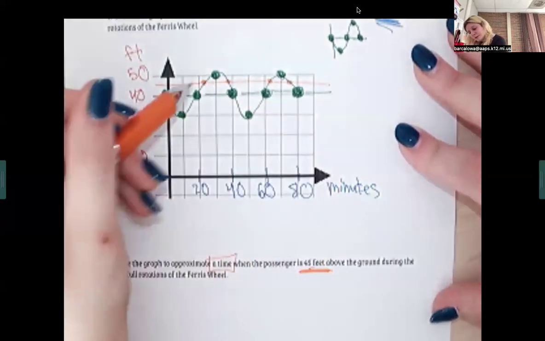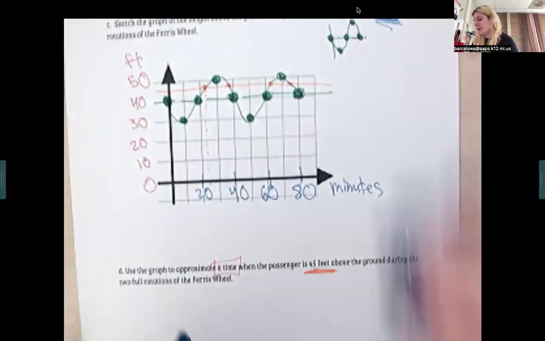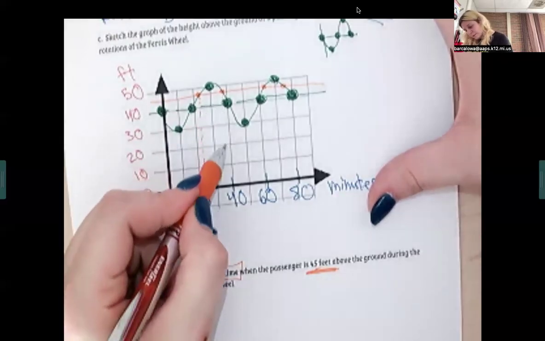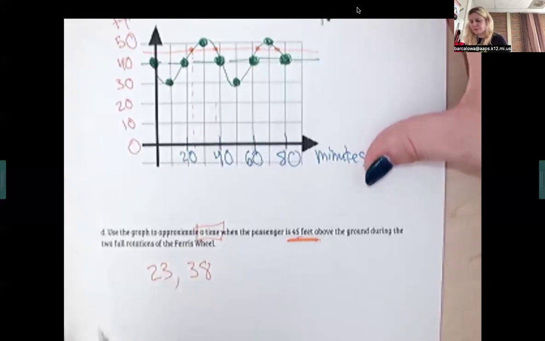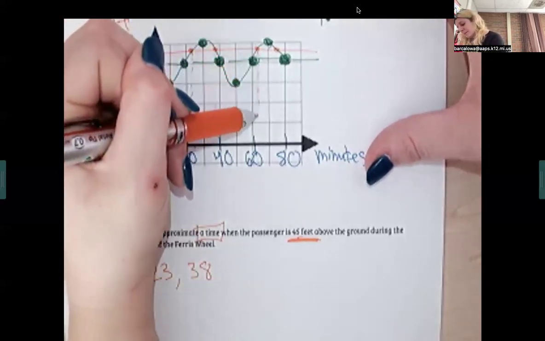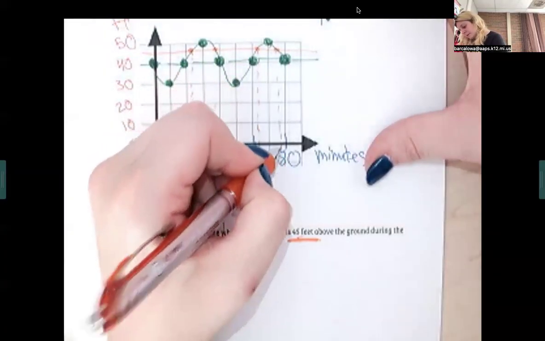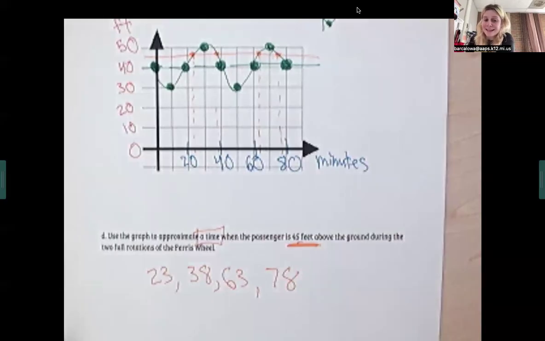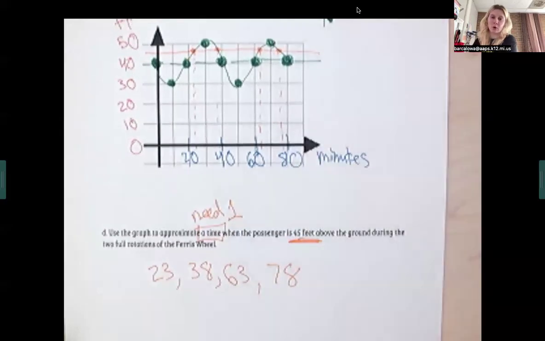Okay, so I'm going to come down here. About what time is that? This would be 30. This looks maybe like not quite 25, maybe like 23. Okay, you could also estimate from here. This looks somewhere between 35 and 40, so maybe 38. Okay, there's multiple different answers here, right? Depending on how you drew your graph, but try and be as accurate as you can. Okay, I think this one's like 63. This one looks to be about 78. Okay, wherever from your graph. Those are the 4 points I see. Remember, you just need to give 1. But I just gave you 4.